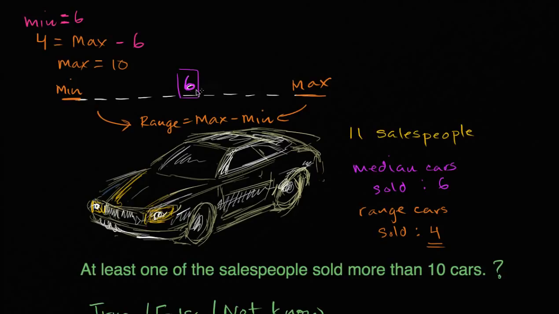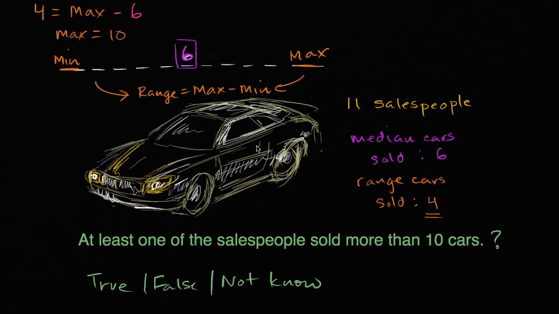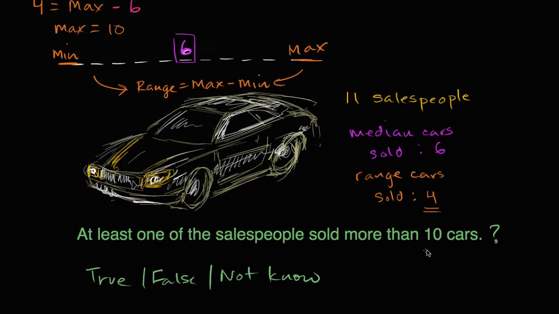If the min is equal to 6, then the max at most can be equal to 10. And we can't take a higher min because we know that the 6 is going to be one of the values. We could try a lower minimum value. We could say the minimum value is 5 or 4 or 3 or 2 or 1, but then the maximum would go down even more, because remember, the maximum is no more than 4 larger than the minimum. So if we assume 6 and we know that one of the salespeople sold 6 cars, then the maximum that any of the salespeople could have sold is 10. And so the statement, at least one of the salespeople sold more than 10 cars, that's got to be false.